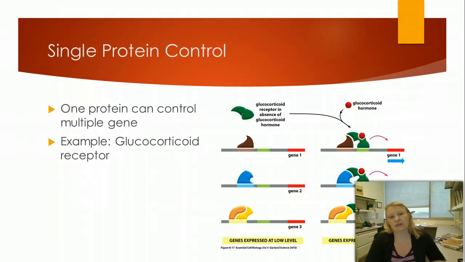So let's talk about single protein control. This is an example of the glucocorticoid receptor, which is in the liver cells. And as you can see here, it can control 3 different genes. When glucocorticoid hormone is present and it's been made by the liver, it can travel to the different genes, and it will activate these genes to be expressed at higher levels. And so you can see how that works. This is single protein control. This is simple. And it's not always that one protein will control multiple genes. Sometimes it can control just one. Sometimes it can control more than 3. So there's a whole lot. But remember, this is always part of a feedback loop.